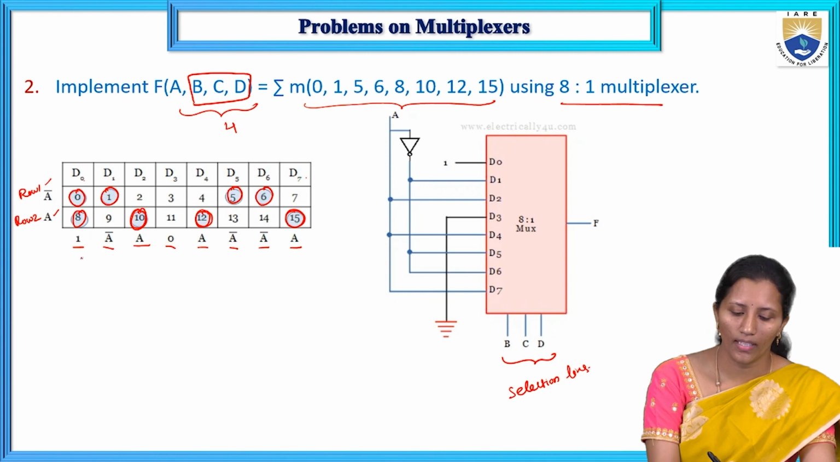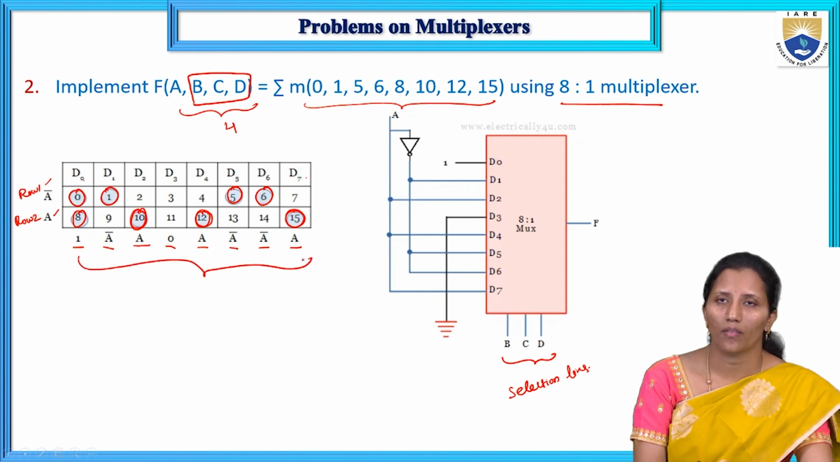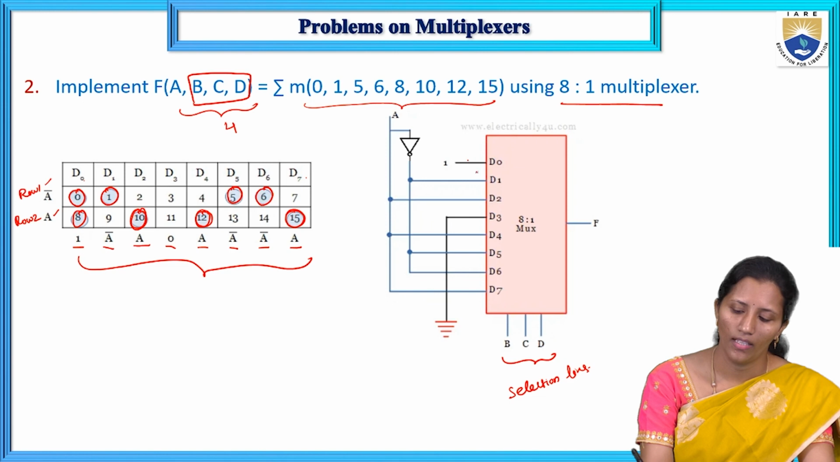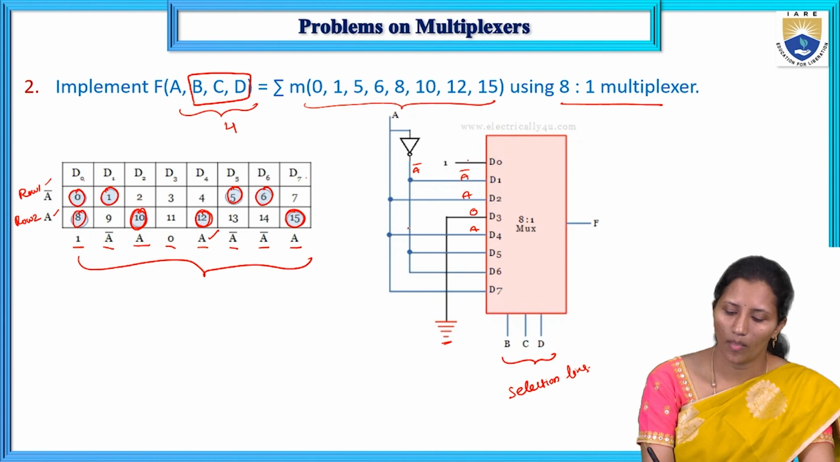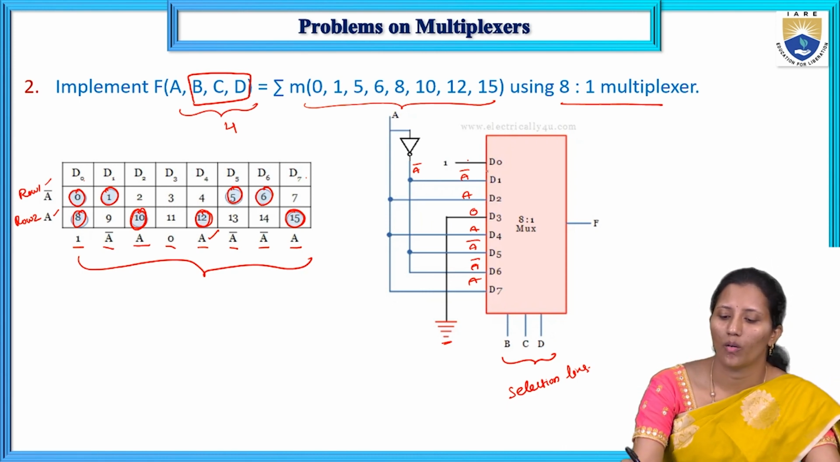Okay. So these are the inputs to the multiplexer. D0 is 1 and D1 is A bar. D2 is A bar, and D3 is 0, so it is connected to the ground. So it is 0, and D4 is connected to A. And D5 is connected to A bar, so here we are giving A to the NOT gate, so we are getting A bar here. And D6 is also connected to A bar. So these are the inputs D0 to D7 we have to apply here.